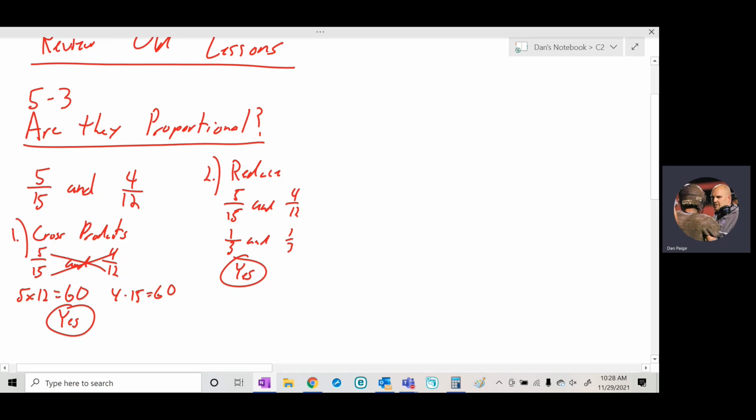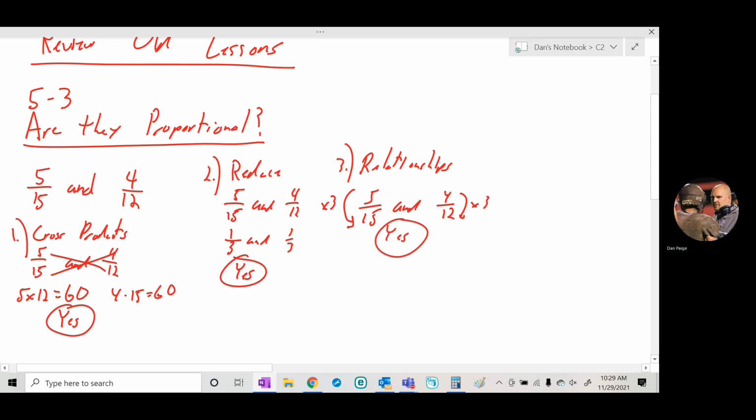There's a third way. Can you remember the third way? That's right, the relationship way. 5/15 and 4/12: this would be times 3, times 3. Since they multiply by the same number, our answer is still yes.